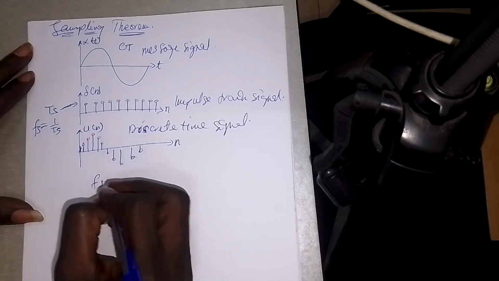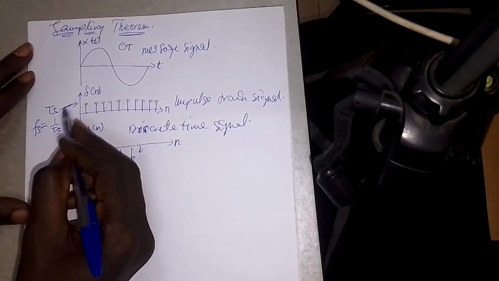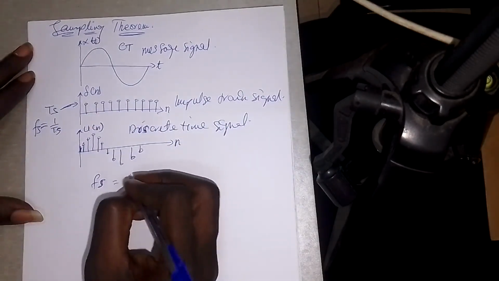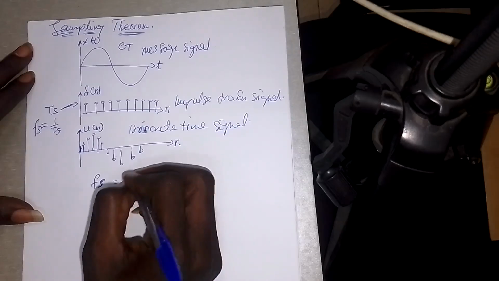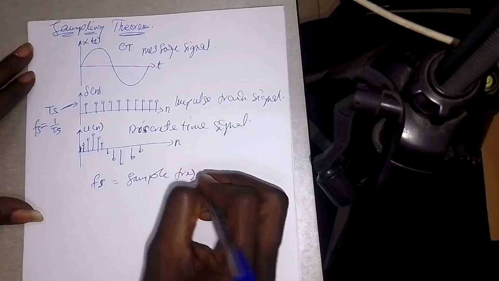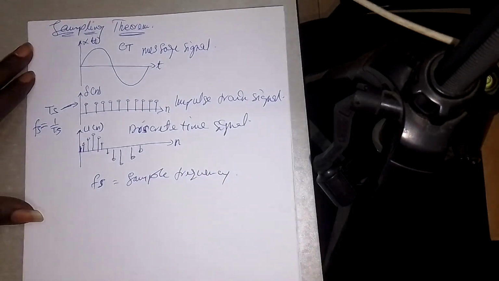Ts is the sample period, or the period of the impulse train signal, and Fs is the sample frequency, or the frequency of our impulse train signal.